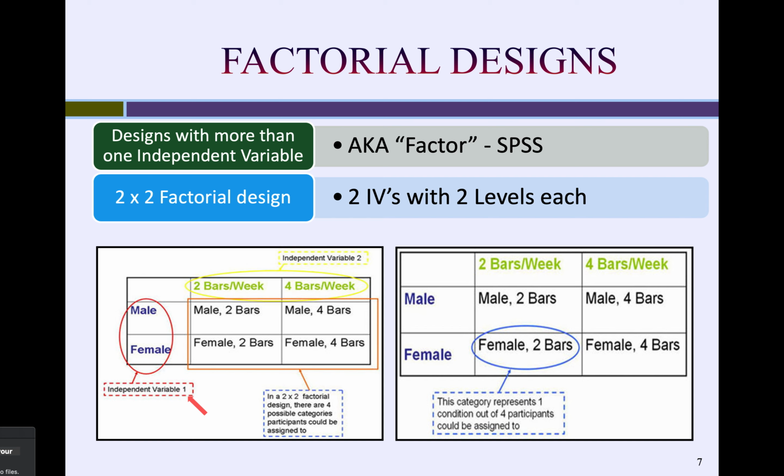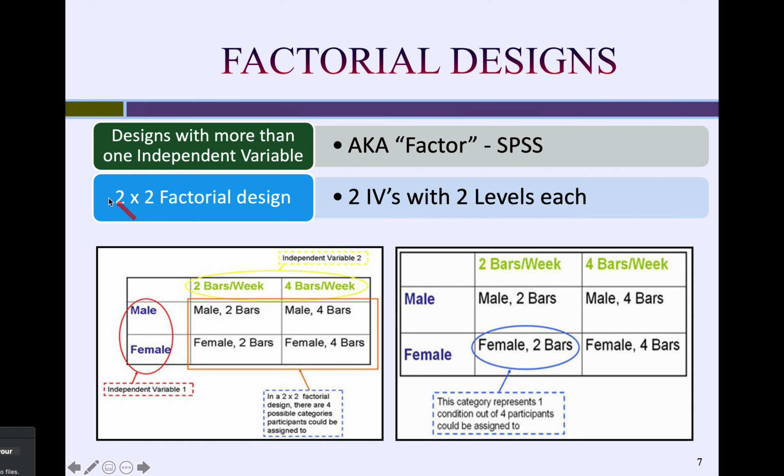Now, moving on to another type of design that has to do with independent variables are the factorial designs. Factorial designs are designs with more than one independent variable. These are also known as factors, and in SPSS, when we run these factorial designs, you'll see that it references factors here. Here's an example of a 2 by 2 factorial design.